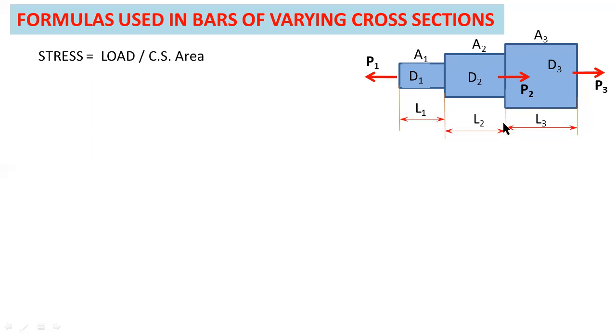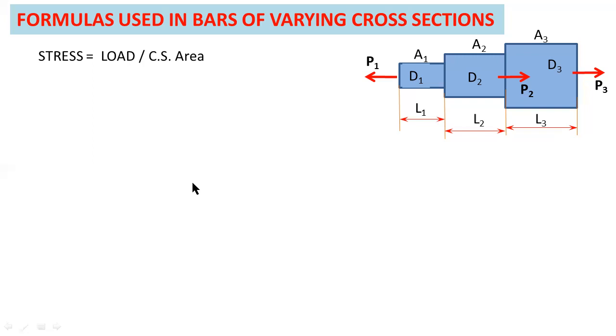Here P1, P2, P3 are the three different loads acting on the bar. And L1, L2, L3 are the original lengths. L1 is the original length of bar 1, L2 is the original length of bar 2, and L3 is the original length of bar 3. As well as delta L1, delta L2, delta L3 are the deformation changes, the deformed lengths. Already in the previous class we have discussed stress, strain, change in length, and Young's modulus.